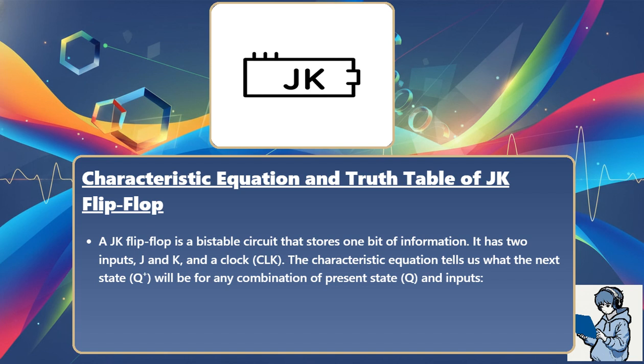A JK flip-flop is a bistable circuit that stores one bit of information. It has two inputs, J and K, and a clock, CLK. The characteristic equation tells us what the next state, Q plus, will be for any combination of present state, Q, and inputs. Q plus equals J times not Q plus not K times Q.